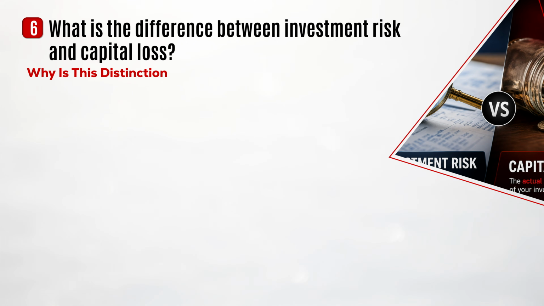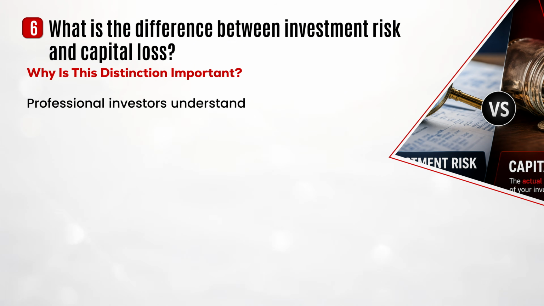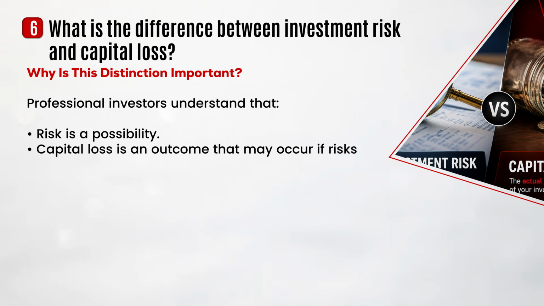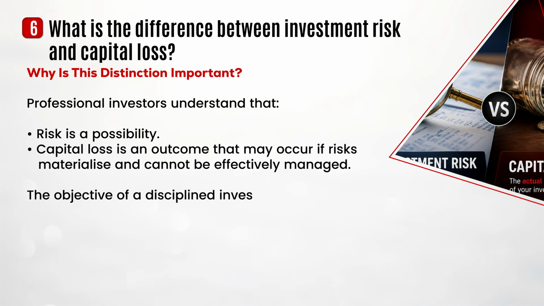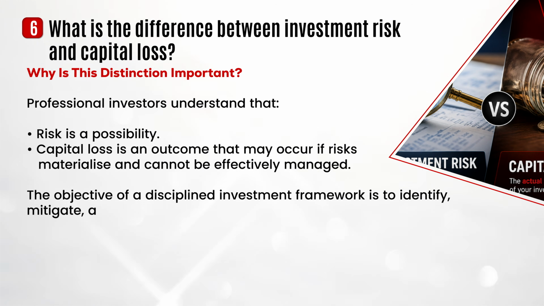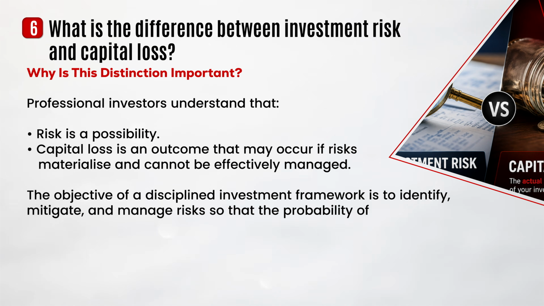Why is this distinction important? Professional investors understand that risk is a possibility. Capital loss is an outcome that may occur if risks materialize and cannot be effectively managed. The objective of a disciplined investment framework is to identify, mitigate, and manage risks so that the probability of capital loss is reduced.